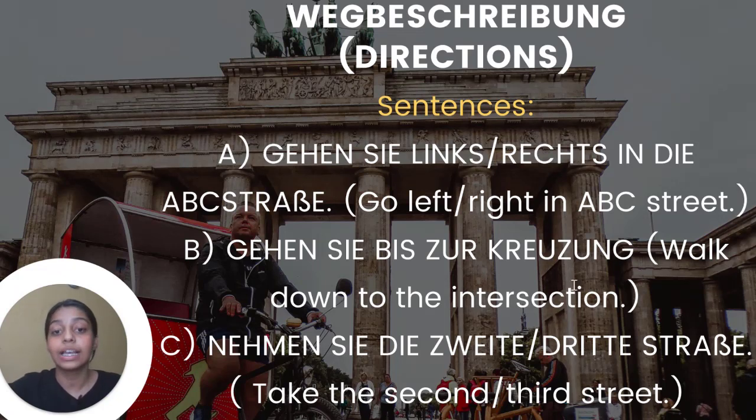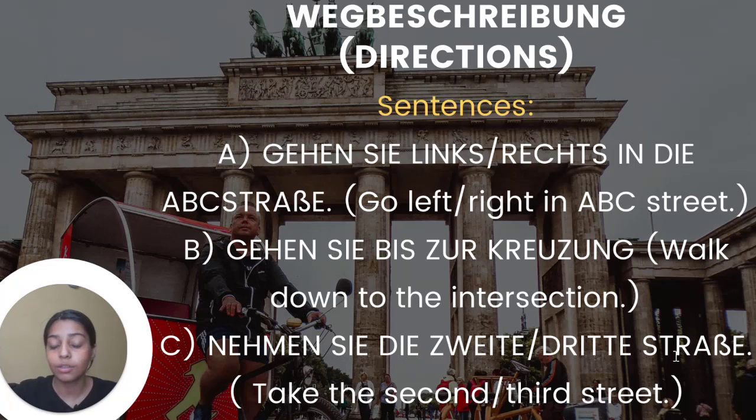Next that we have is nehmen Sie die zweite oder dritte Straße. Nehmen is a verb which means to take. So we are saying take the second or the third street. What is zweite and dritte? These are ordinal numbers. We have two types of numbers if you remember. One was cardinal numbers and the second is ordinal numbers. For second, first, third, seventh, all these words we use ordinal numbers. So nehmen Sie die zweite or dritte Straße.